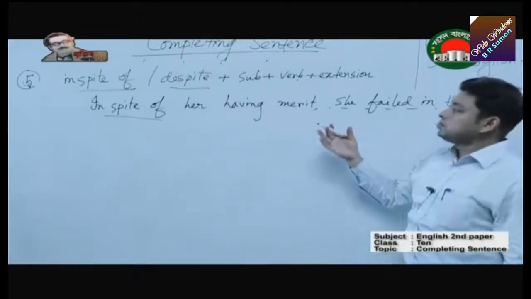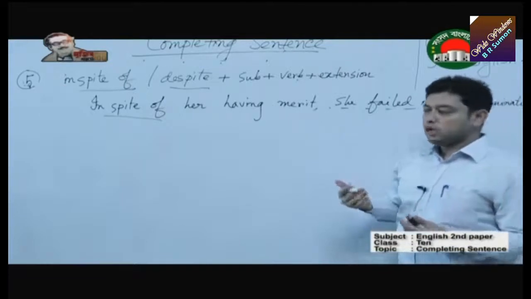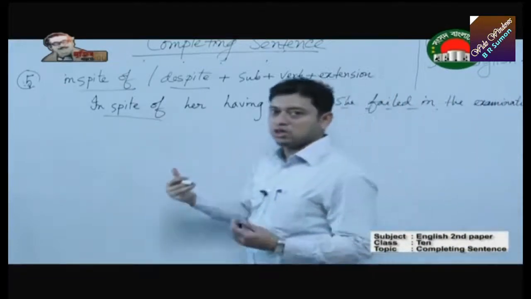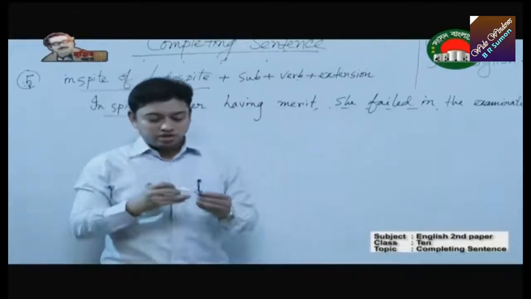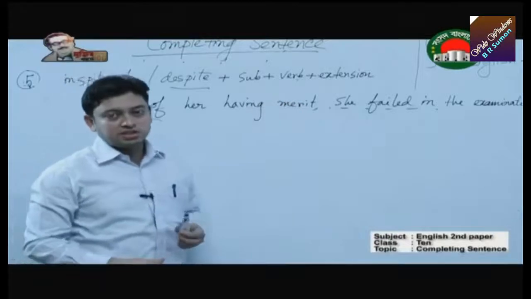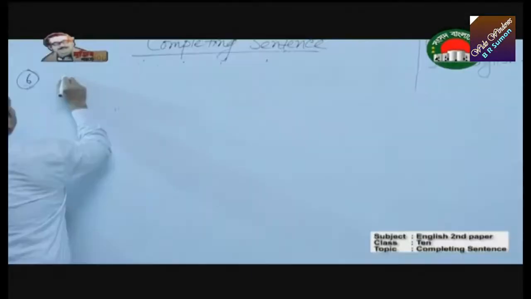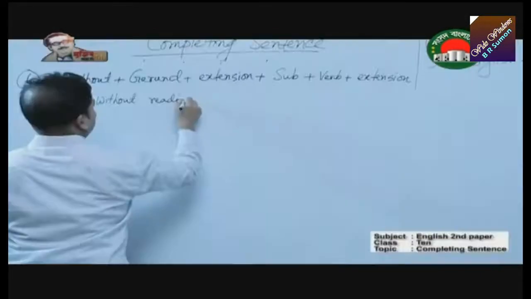She had merit, but in spite of having her merit, she could not pass. So I am referring this to the past action, that's why I have used past indefinite tense or simple past tense in the next part of the sentence, and this is how I have completed my whole sentence. Rule number 6 is without plus gerund plus extension plus subject plus verb plus extension.